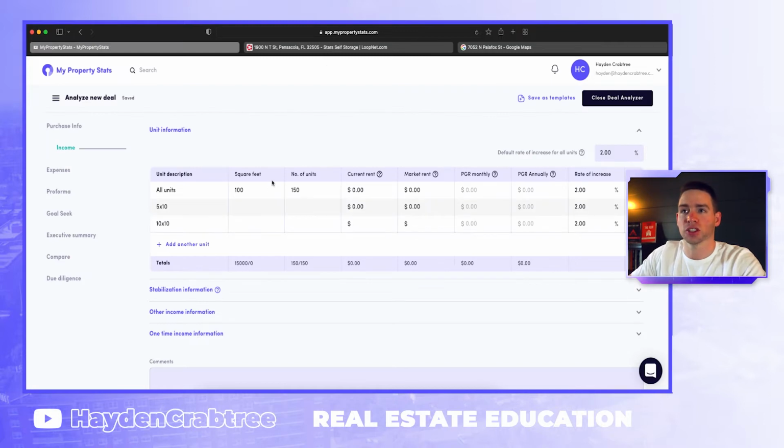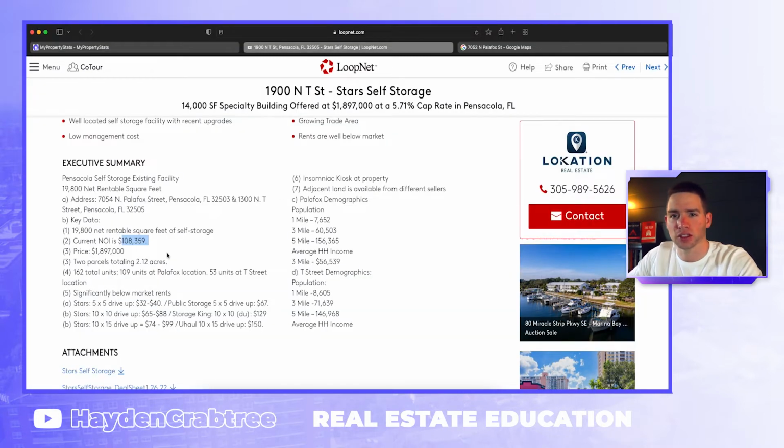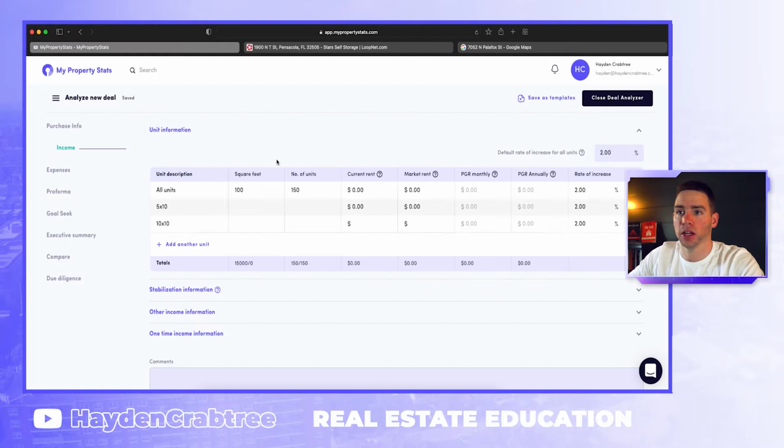So I'm just going to spitball here and let's see if they gave us how many units they have. I don't think that they did. 162 units. Okay. And 53 units at a satellite location. So we're buying 2 properties here. That's important to know. Okay, so we're going to analyze it all as one. So we're going to say there's 162 units.